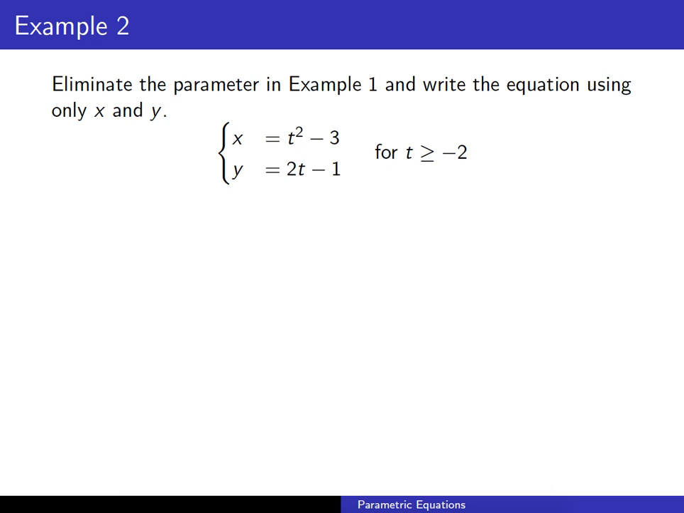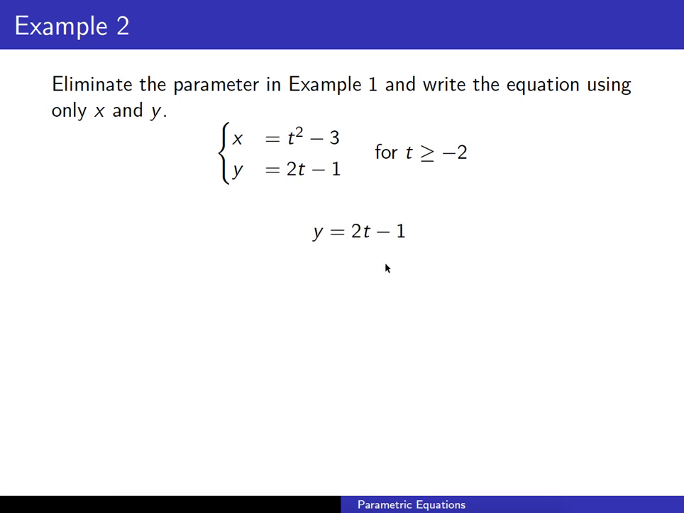So example 2, we're going to eliminate the parameter in example 1 and write the equation using only x and y. So once again we have our parametric equations from example 1, and we could solve either one of these for t, and in terms of easiness, the second equation, y equals 2t minus 1, because I won't have to get any roots involved or anything of that nature, would be easier, in my opinion at least, to get this t by itself and substitute it in for the equation above it.